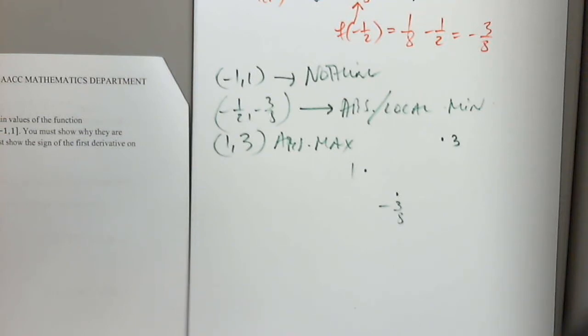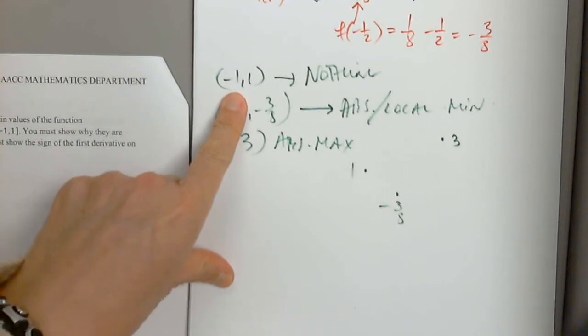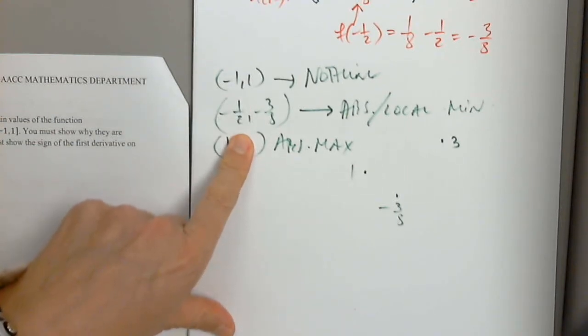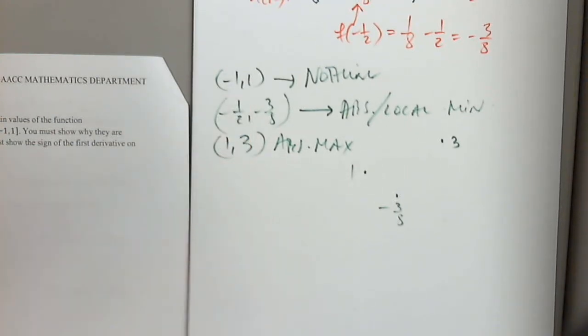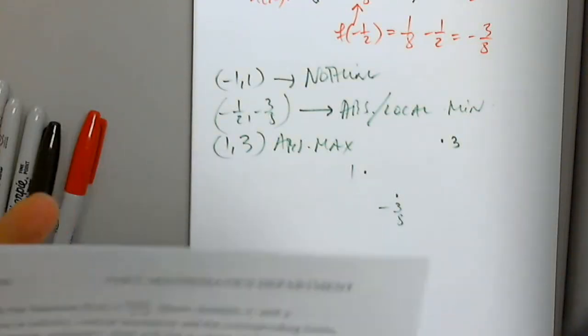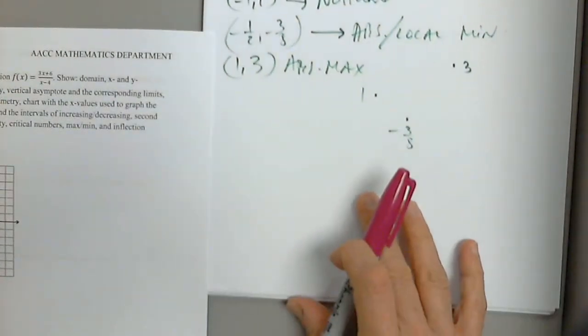Oh, good. Okay, so negative 1, 1 is nothing. This is an absolute and local min, and this is the absolute max. Is that clear? Yes. Okay, very good. Moving on to number 5.